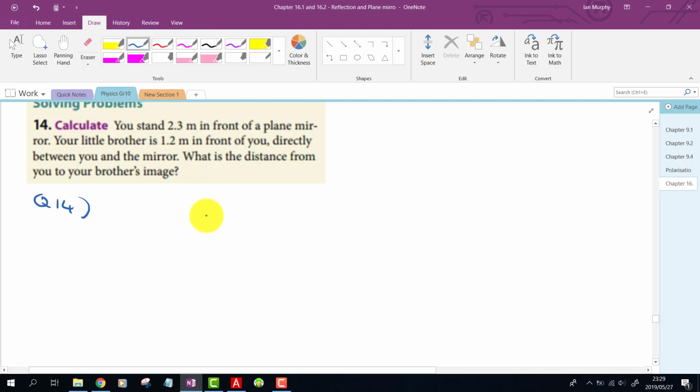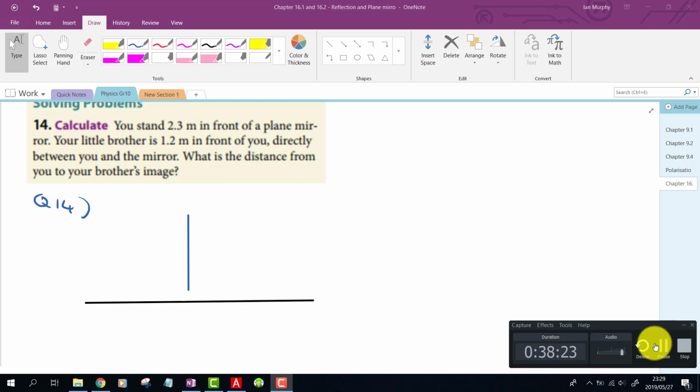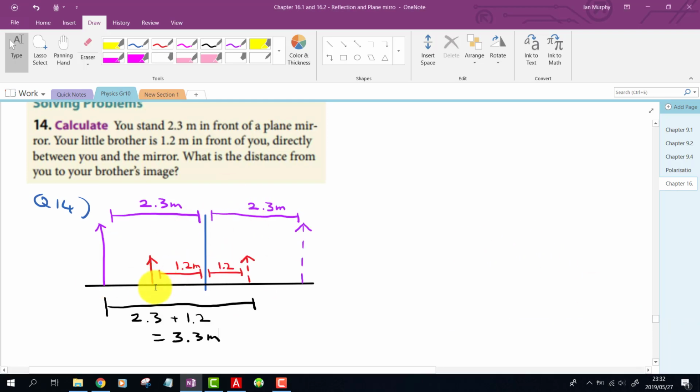Alright, let's start off. Let me draw some straight lines. Let's draw our mirror in blue, and then our floor will draw like that. Okay, so here's our diagram. Luckily it does not have to be to scale, just make sure it's large enough.